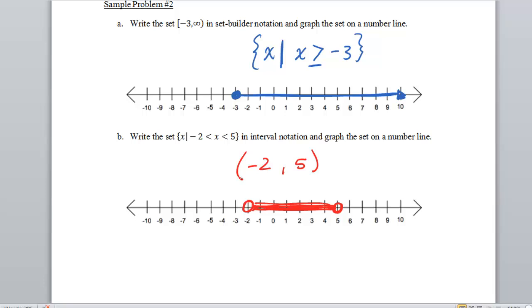Now, do not confuse this with a point, an xy coordinate. This is representing an interval of values on a number line in a certain way. So we've just got to keep that clear in our head as we go. Alright, so in the next video we'll discuss unions and intersections.